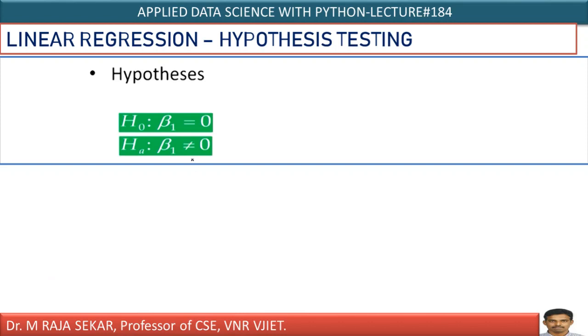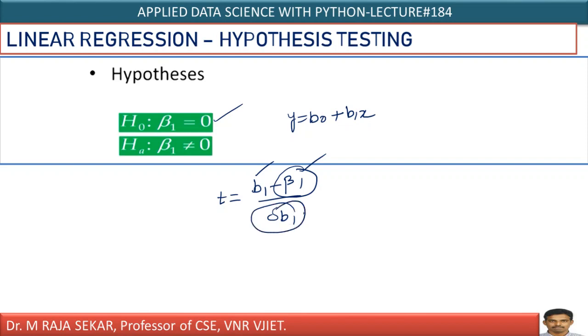Our alternative hypothesis says HA is beta 1 not equal to 0. What is my test statistic here? T equal to b1 minus beta 1 by SB1. Anyway, we know this is our sample model, y equal to b naught plus b1x. We know what is b1. We know what is beta 1. Our assumed value of beta 1 is 0. SB1, what is my SB1? I can say SB1 is the standard error.